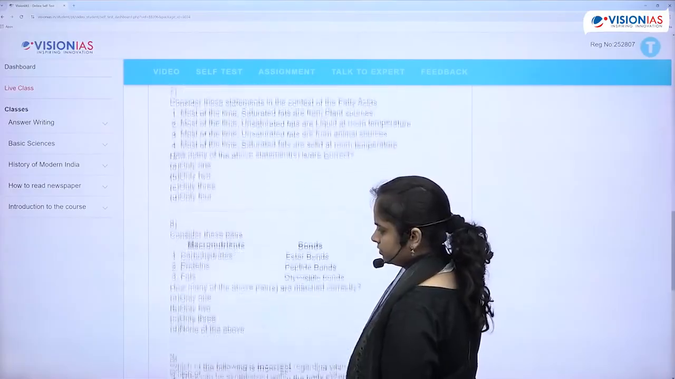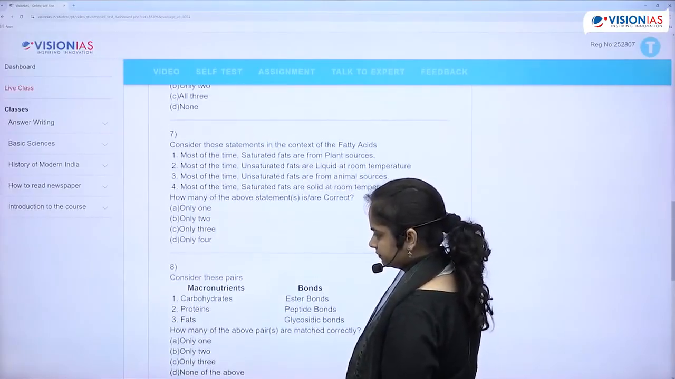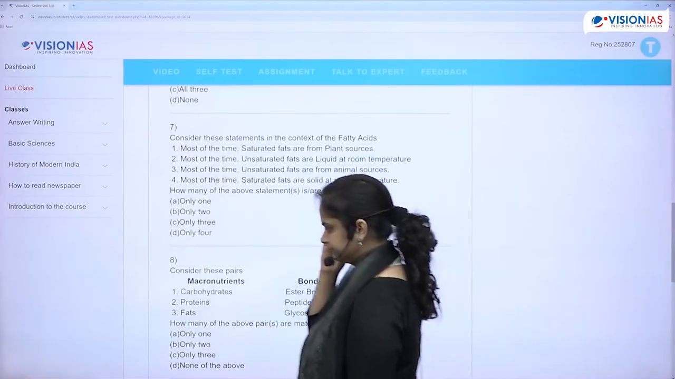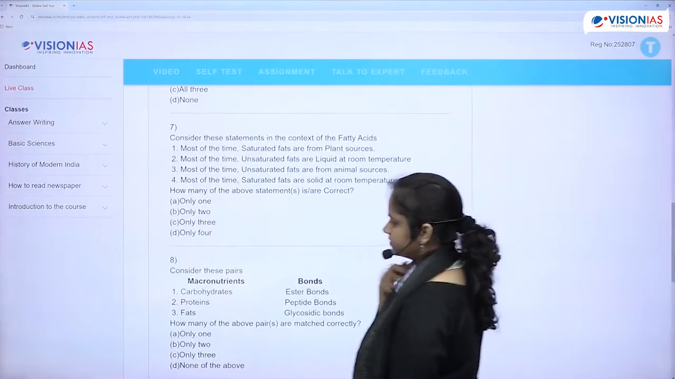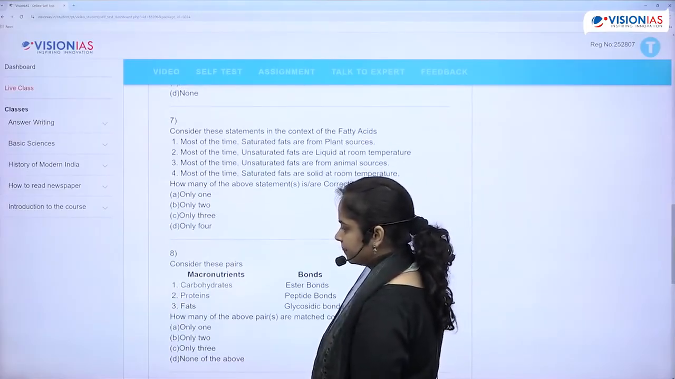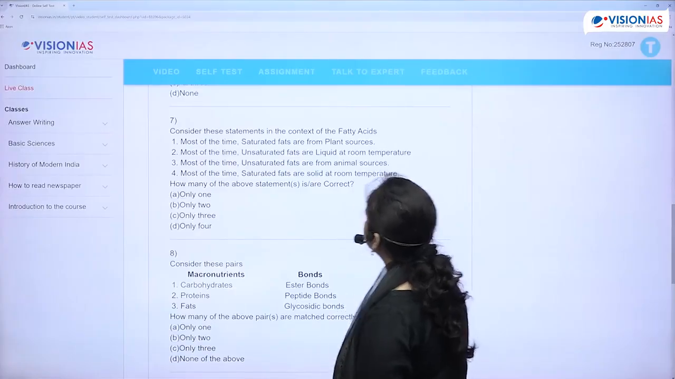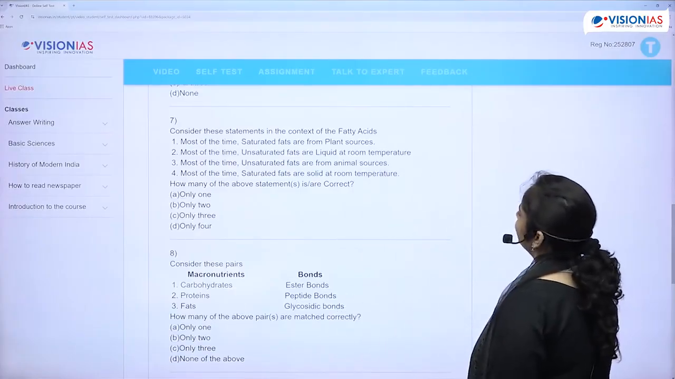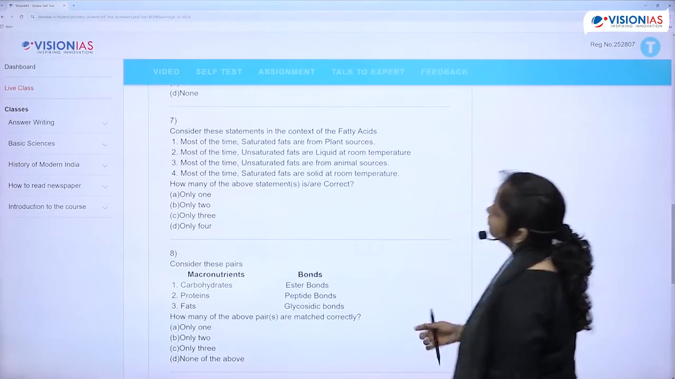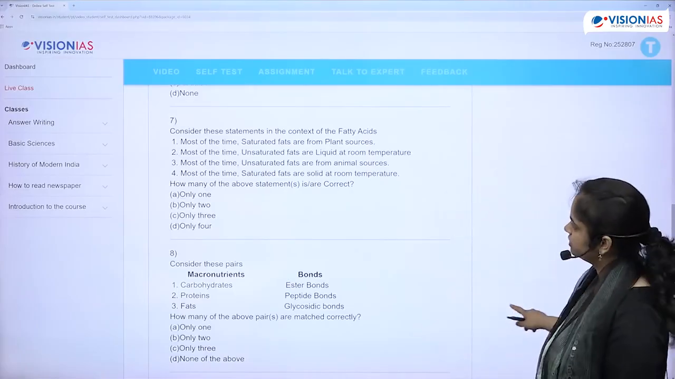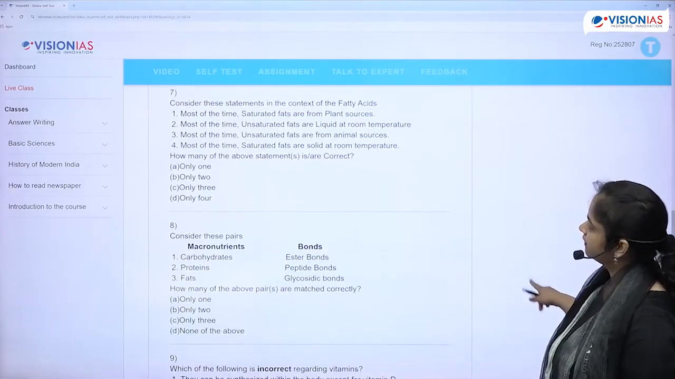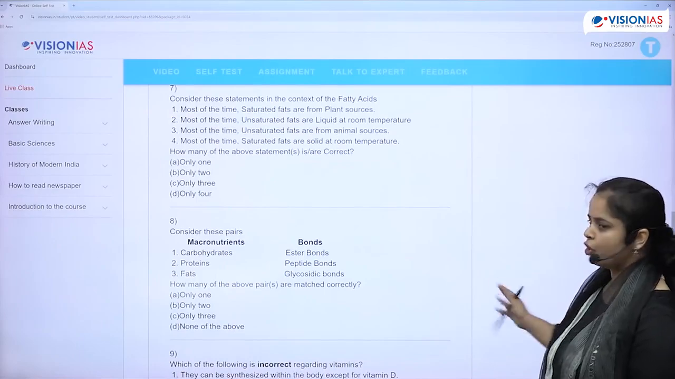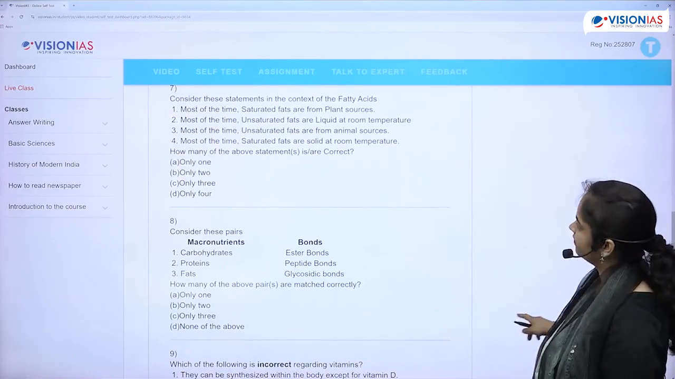सही है. Okay, so one of your beliefs is wrong. Deepak, this answer is fine. Then 7. Most of the time saturated fats are from plant sources. This is incorrect. Most of the time they are from animal sources. Most of the time unsaturated fats are liquid. This is correct. The oils are your unsaturated fats.